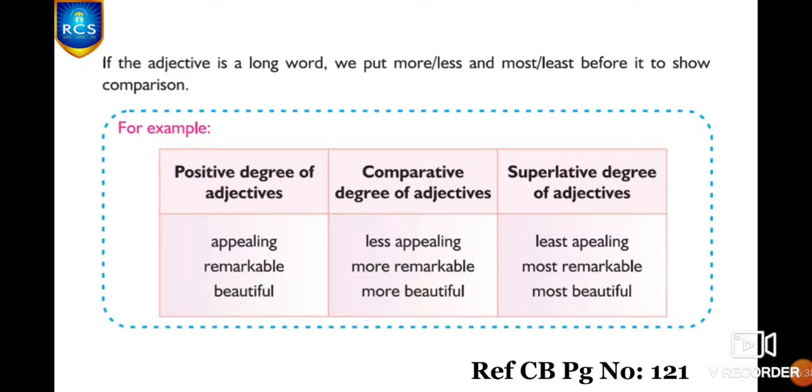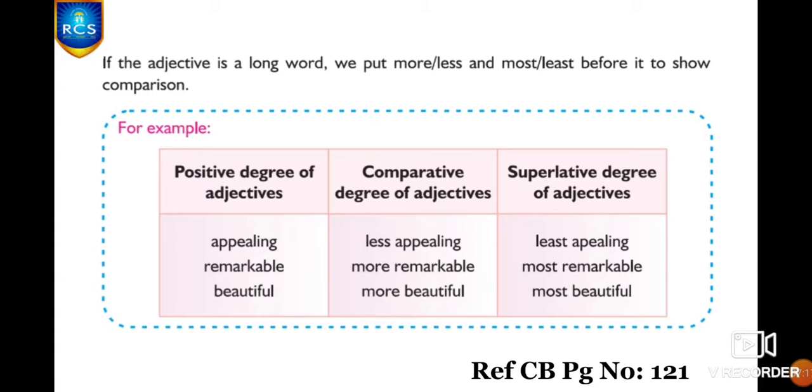Okay? And if the adjective is a long word, what do we have to do? We put more or less and most or least to it to show the comparison. For example, appealing. It is a long word, right? So they have used less appealing, least appealing. And we can also write it as more appealing, most appealing. Then remarkable, more remarkable, most remarkable. Beautiful, more beautiful, most beautiful.